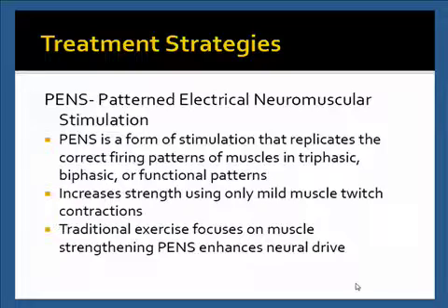So the first treatment strategy that we use is an electrical stimulation device called PENS, Pattern Electrical Neuromuscular Stimulation. The PENS is a form of stimulation that replicates the correct firing patterns of muscles in triphasic, biphasic, or functional patterns. It increases strength using only mild muscle twitch contractions. Traditional exercise focuses on muscle strengthening. The PENS enhances neural drive.